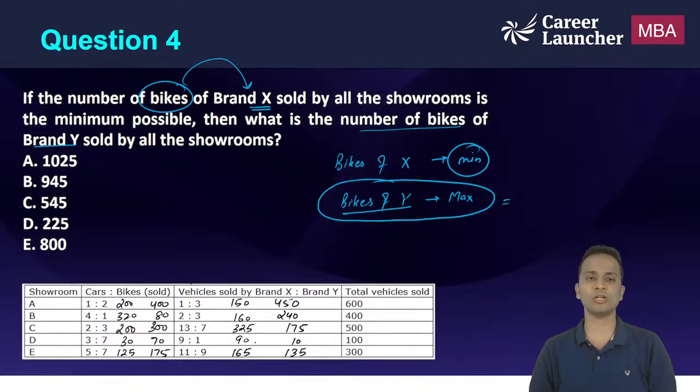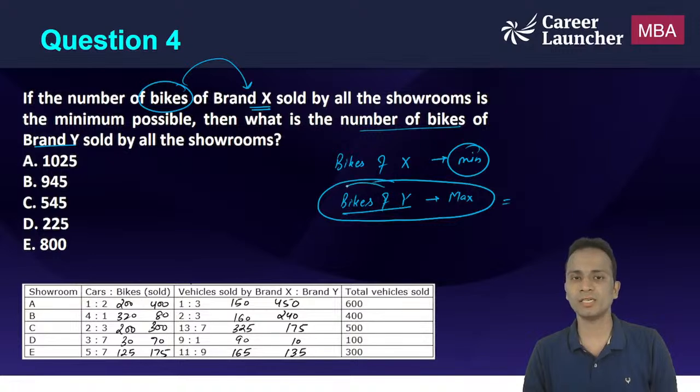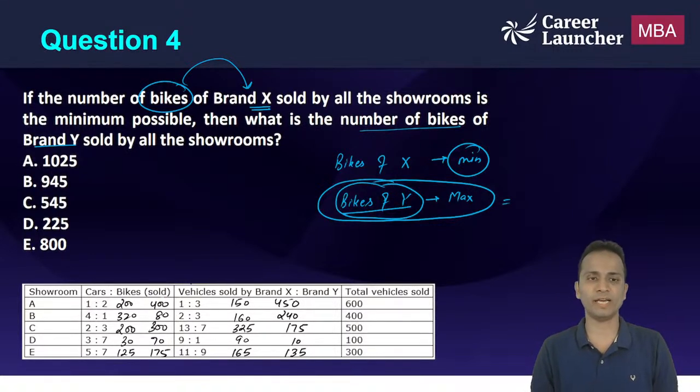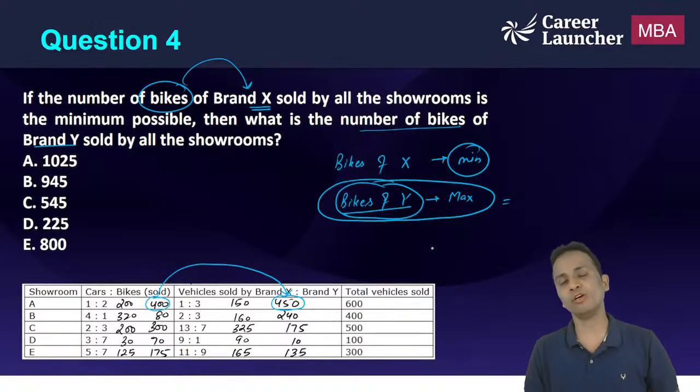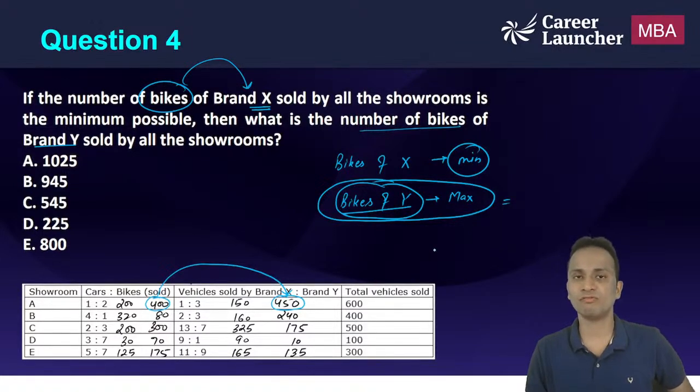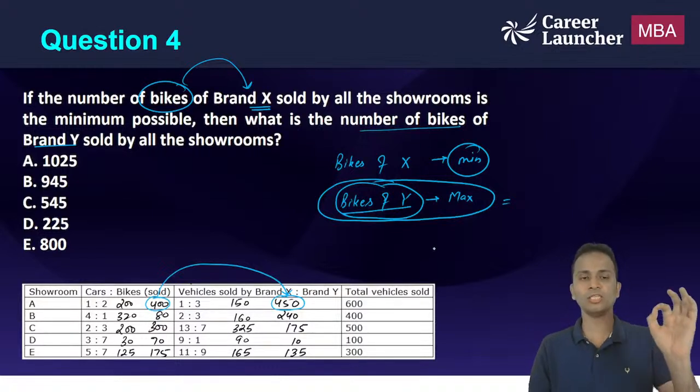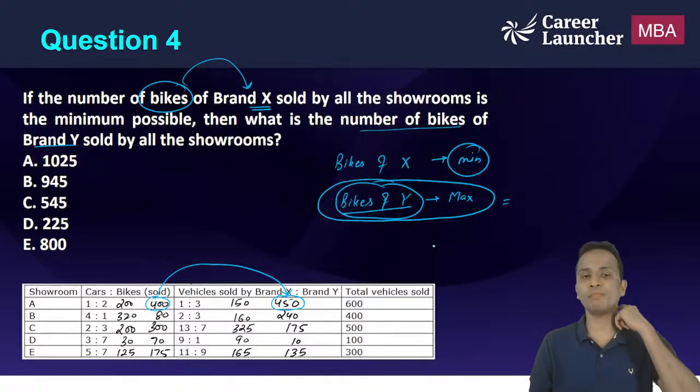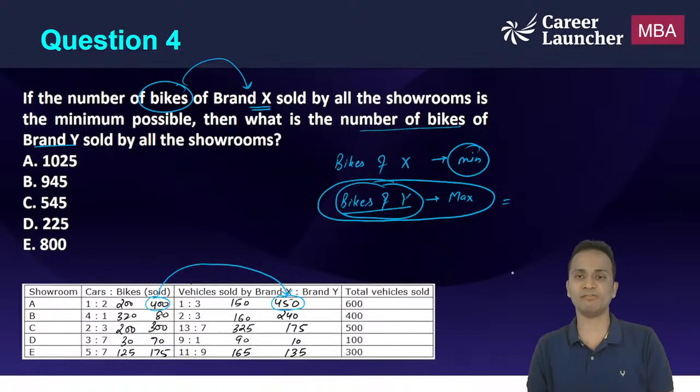Okay, so I've written all these numbers. Now what I have to do is maximize the number of bikes of brand Y. First of all, bikes is 400 and brand Y can accommodate 450 vehicles. So can I say that all these 400 bikes can be of brand Y? Yes, it's possible. So I maximized bikes of brand Y.